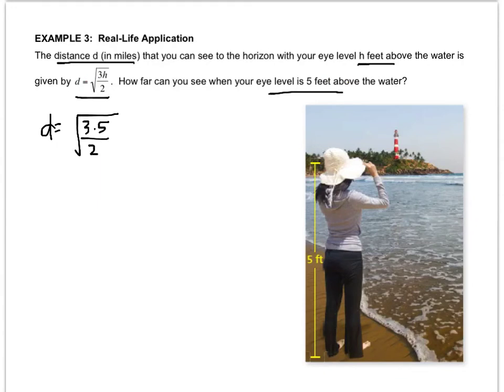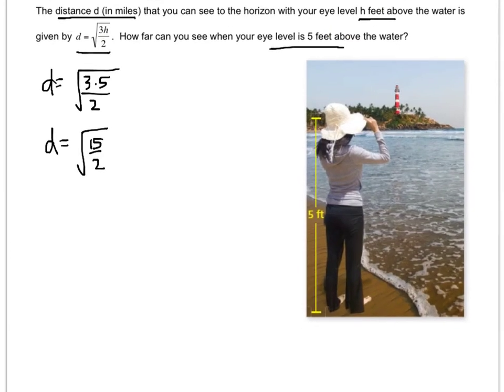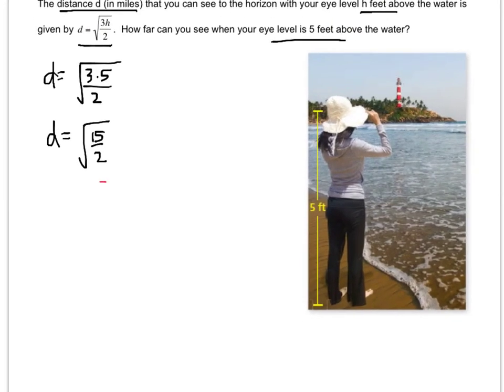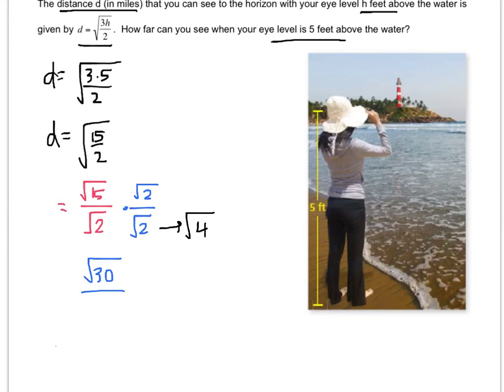and see what happens. I get d equals the square root of 15 over 2. So let's see what that turns into? Well, I can break that up into the square root of 15 over the square root of 2. And nothing reduces, so I'm going to multiply top and bottom by the square root of 2 over the square root of 2. Numerator gives me the square root of 30, and square root of 2 times the square root of 2. I'll write down that that's the square root of 4, but I'm going to just shortcut and write that the square root of 4 is the number 2.